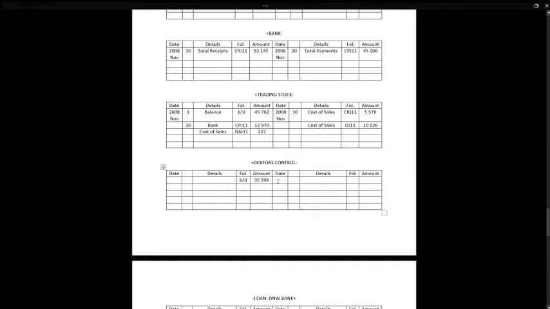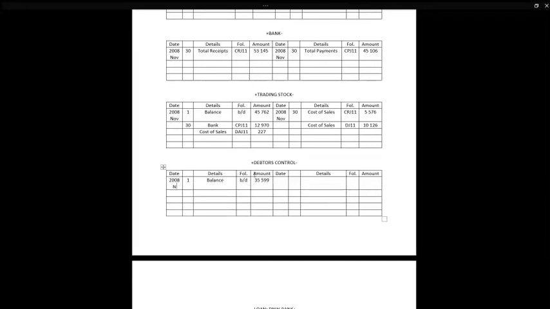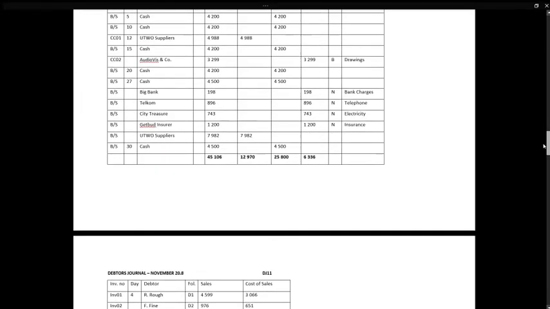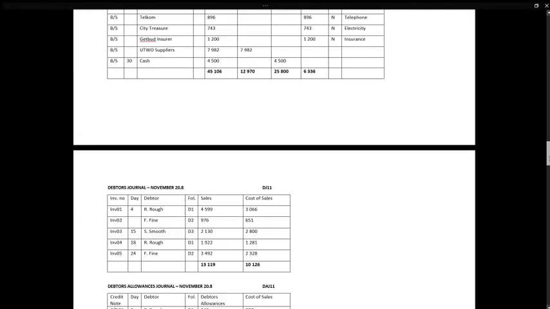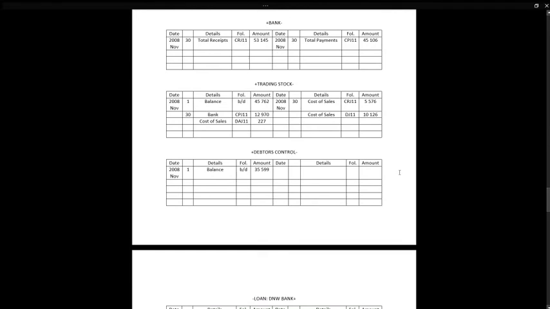My details will be balance. Can't be another account name since it's not a transaction. Took place on the 1st of November 2008. Okay, then debtors control. There happened a lot as well. So in my cash receipts journal, customers settled their debts to the amount of 29,780 Rand. So my debtors control will decrease with that amount.